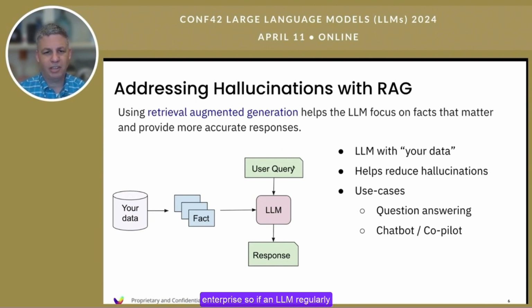So if an LLM regularly takes a user query, thinks about it for a while and gives you a response that's only based on its internal knowledge, with retrieval augmented generation, what you do is the LLM holds for a second and asks a state-of-the-art retrieval engine to look at the data you provided and come up with relevant pieces of text or chunks or facts that the LLM could use to augment its internal knowledge base and answer more accurately. And so, again, use cases for that include question answering and chatbots, like I mentioned earlier. And it's become a very common and very useful application in the enterprise setting.